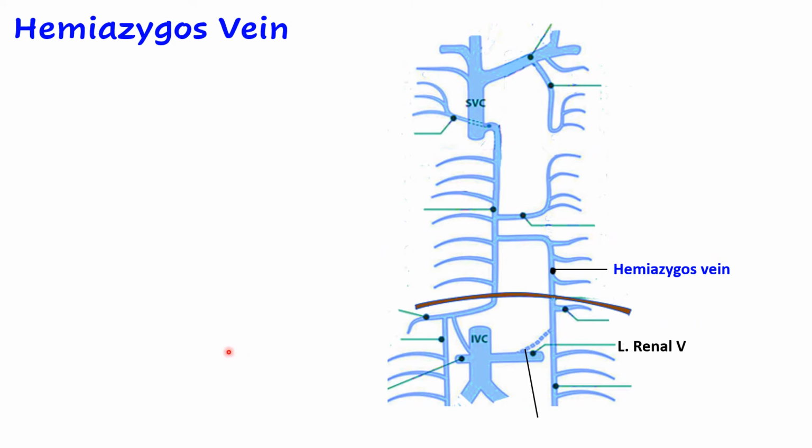Let us look at the hemiazygos vein. As I said, this is the mirror image of the lower part of the azygos vein. It is present on the left side. You can see here on the left side how it is formed.